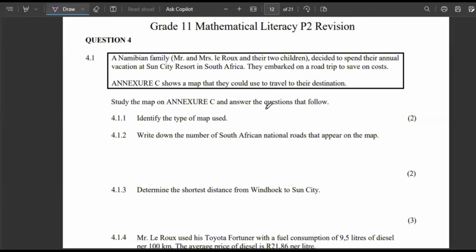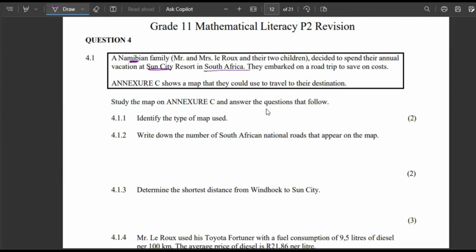You look at that. It says a Namibian family, Mr. and Mrs. Rolex, and their 2 children decided to spend their annual vacation at Sun City Resort in South Africa. They embarked on a road trip to save on costs. Annexure C shows a map that they could use to travel to their destination. Remember, it's a Namibian family, simply meaning they are from Namibia. Where are they going? They are going to Sun City. Where is it found? It's found in South Africa.